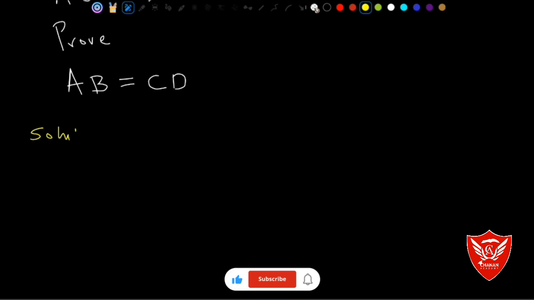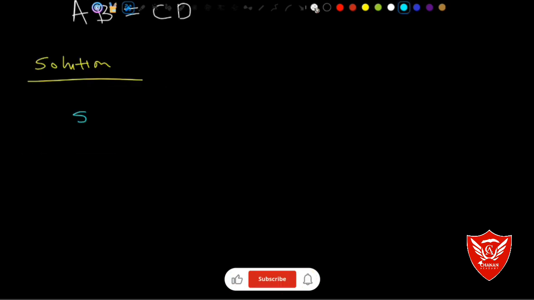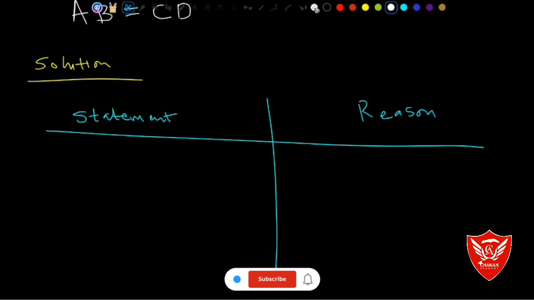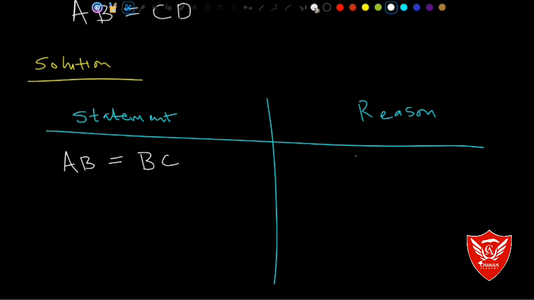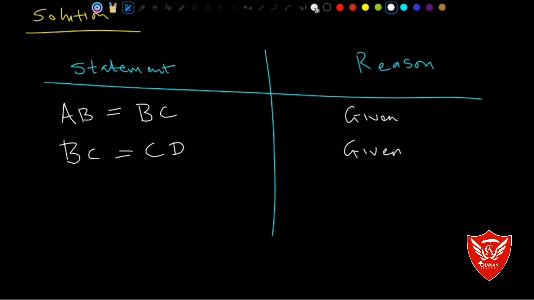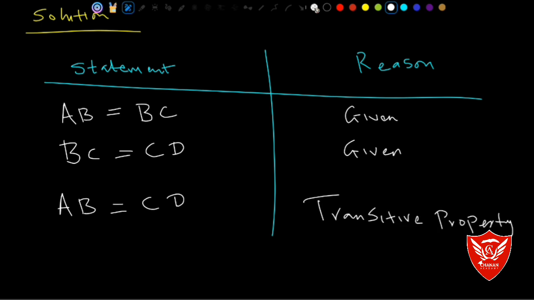Solution. So let's say statement and the reason. So the first statement that was given is AB equal BC. This statement was given. The next one that was given is BC equal to CD. This was also given. Now we are asked to prove that AB is equal to CD. Now from the property stated above, using the transitive property, this is true. AB will be equal to CD.